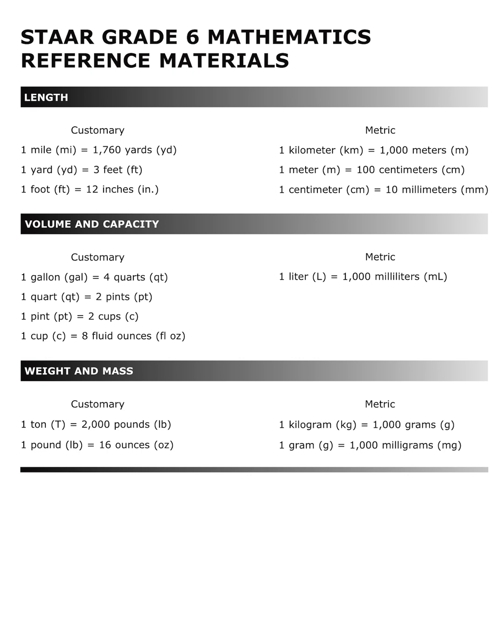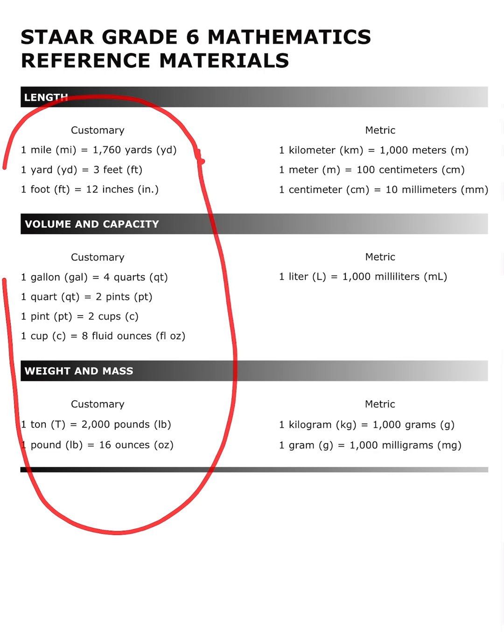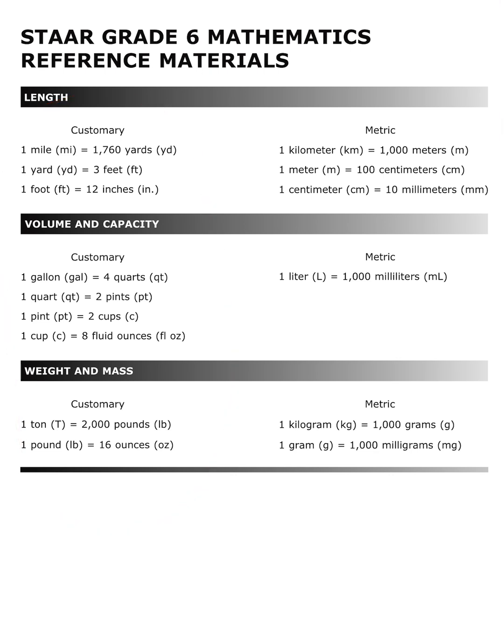So on this side, we have length, volume and capacity, and weight and mass. A few things I just want to point out. First of all, on this side, we have what is called customary. These are things that you should be familiar with: miles, inches, gallons, pounds, ounces. These are the measurements that we use here in the US, and this is how we typically measure things.